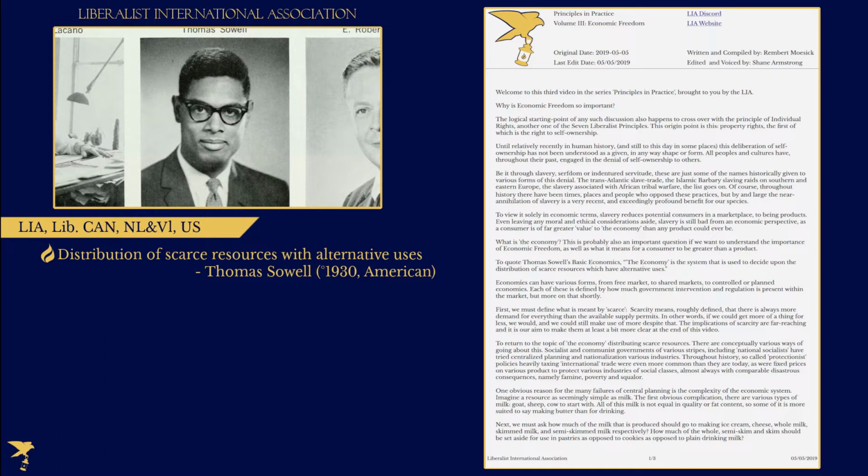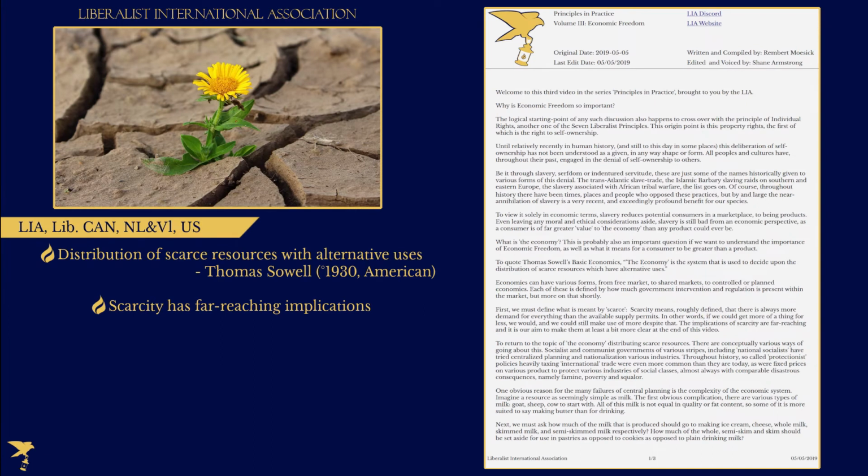Each of these is defined by how much government intervention, regulation, and ownership is present within the market, but more on that shortly. First, we must define what is meant by scarce. Scarcity means, roughly defined, that there is always more demand for everything than the available supply permits. In other words, if we could get more of a thing for less, we would, and we could still make use of more despite that.